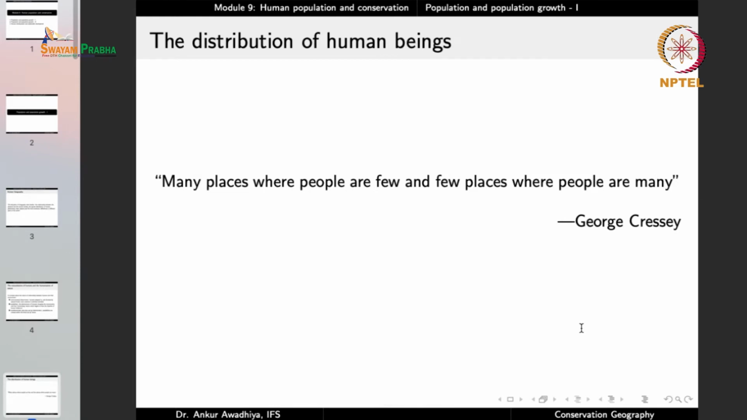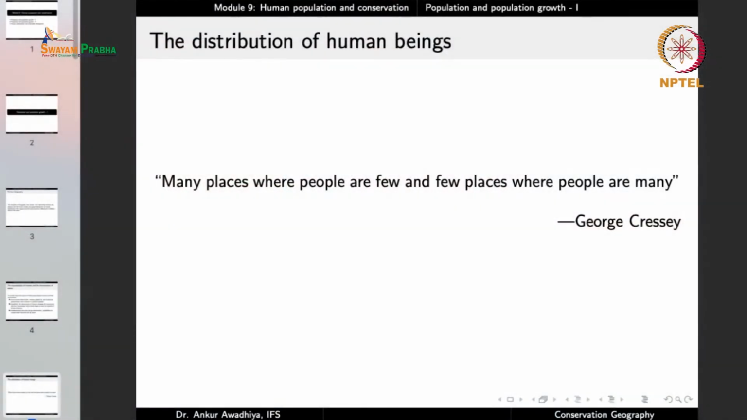Now, if we talk about the distribution of human beings on this planet, it can be summarized by this statement. There are many places where people are few and few places where people are many. Meaning that the distribution of human beings on this planet is not uniform. There are a large number of places where the humans are few in number, meaning that they have a less population density. These are especially those areas that have extreme conditions, things like deserts or things like ice caps or things like very dense forests. So in those areas, the humans are few.